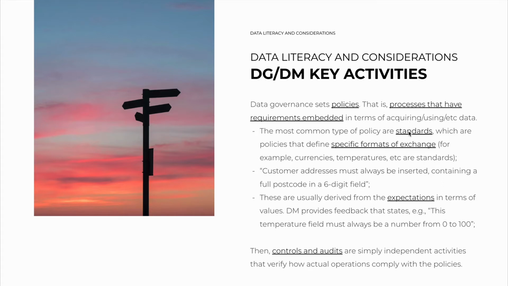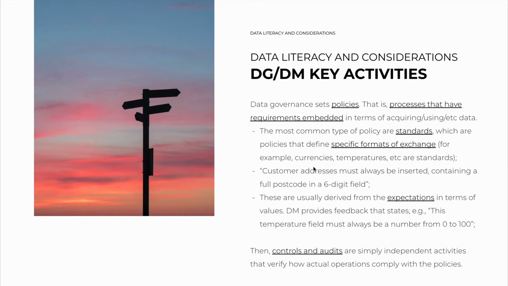In specific, the most common type of policy are standards. And many people may know this, but standards are simply policies that define a specific format of exchange. In other words, you use standards when the information is expected to be shared. For example, currencies, temperatures, product taxonomies, and others are all standards. They're important to share information. In the case of temperature, for example, it doesn't really matter what units you use when storing temperature readings for internal use. But if you want to cross-reference those data with external providers or just share the data, you could standardize it, for example, in Celsius or Fahrenheit formats.